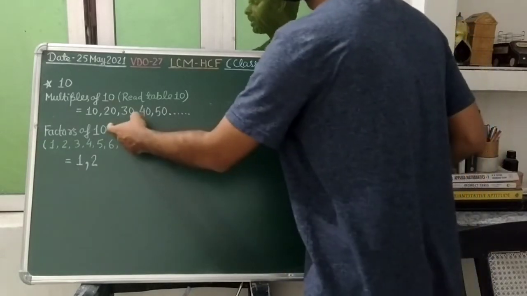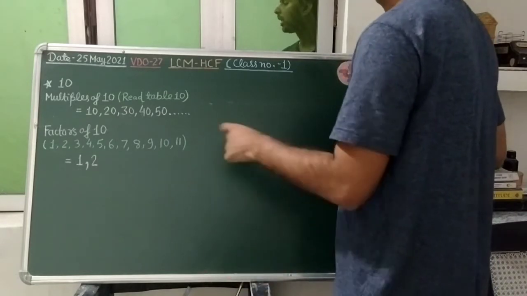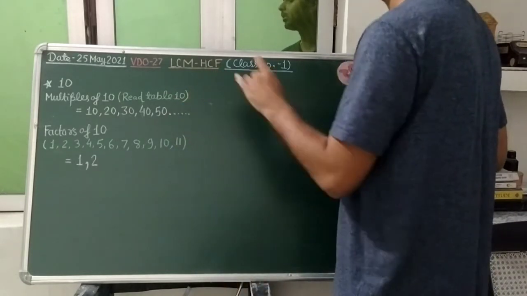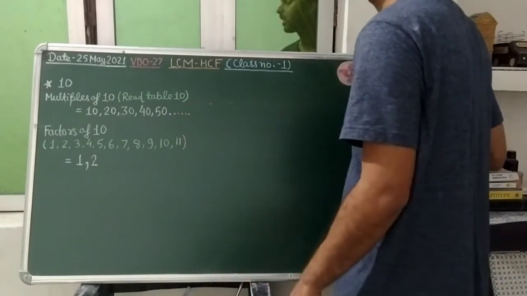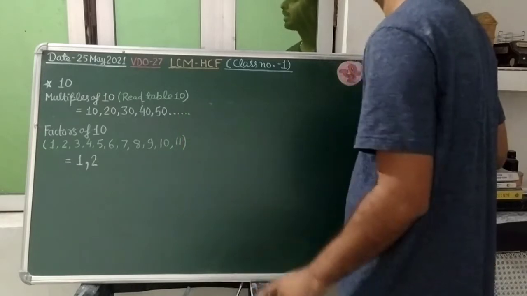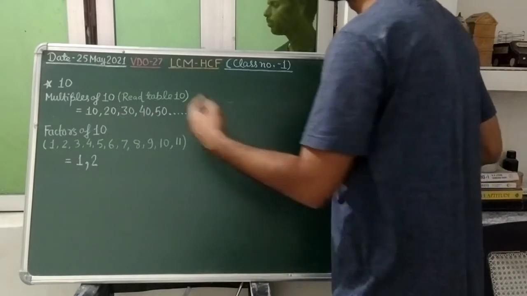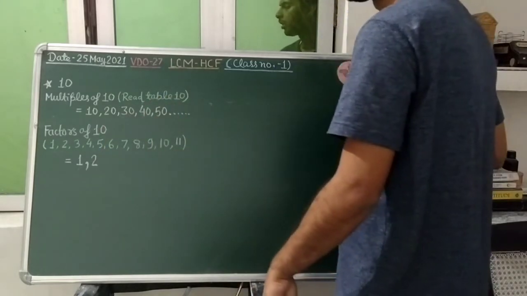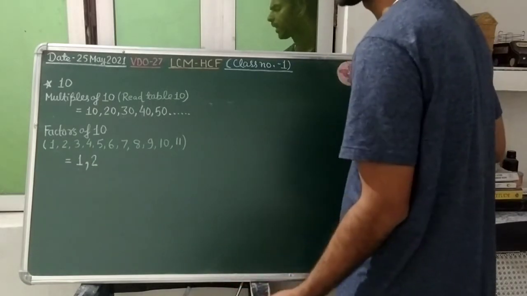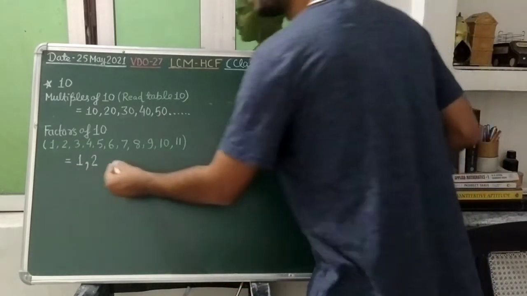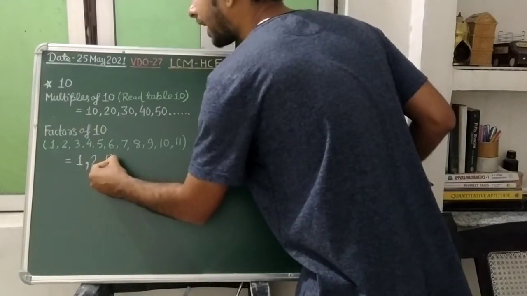Does 4 divide 10? No. 4 1s are 4, 4 2s are 8, 4 3s are 12. So 12 comes beyond 10 and 10 is not in the table of 4. So 4 is not going to divide 10, so 4 will not be a factor of 10, and we shall not select it. Now move on to 5. Is 5 dividing 10? Of course. 5 1s are 5, 5 2s are 10. So 5 is dividing 10, and that is why 5 will be a factor of 10.